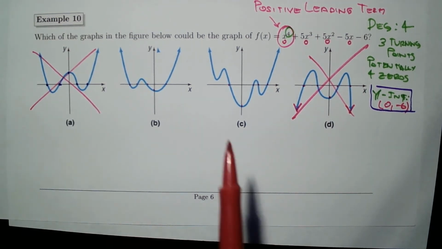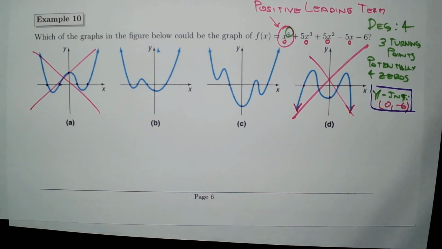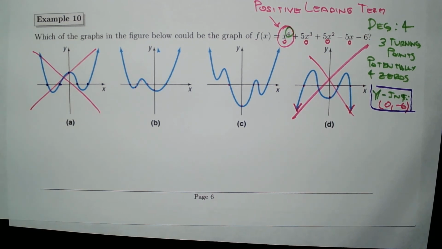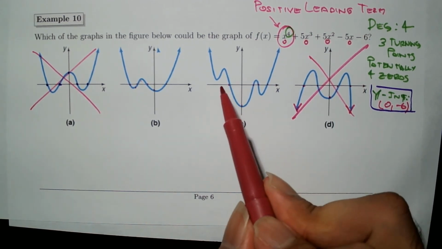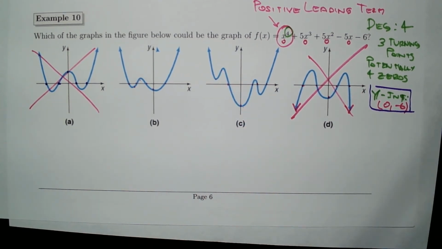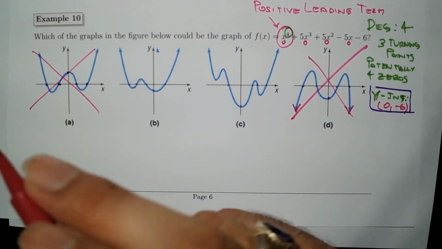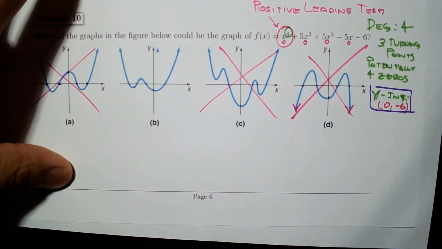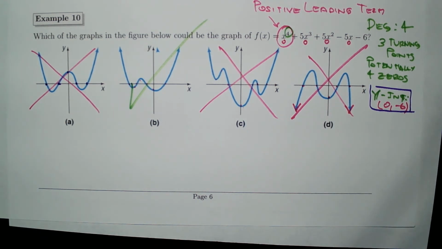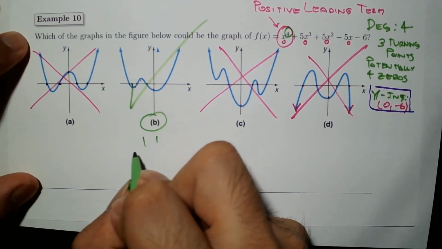All right. Let's look between B and C. How many turning points does the graph have to have? 3 turning points. How many do we have here? 1, 2, 3. So far, so good. Now, how many do we have here? We have 1, 2, 3, 4, 5. That's too many turning points for only a degree 4. So goodbye. And this is the winner. This is the good one. Letter B. All right.